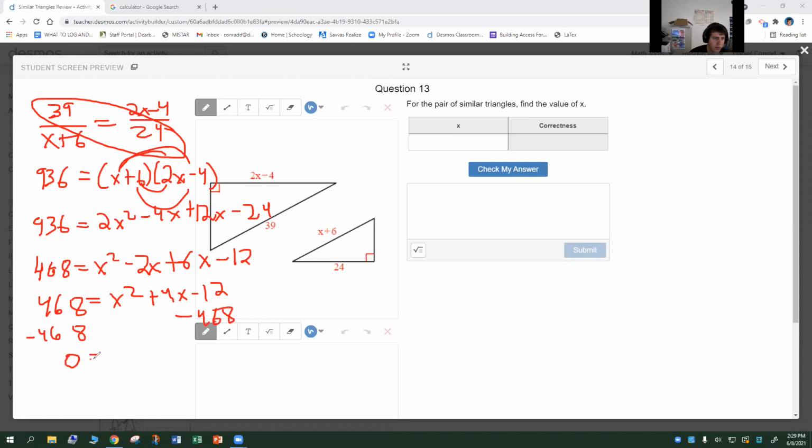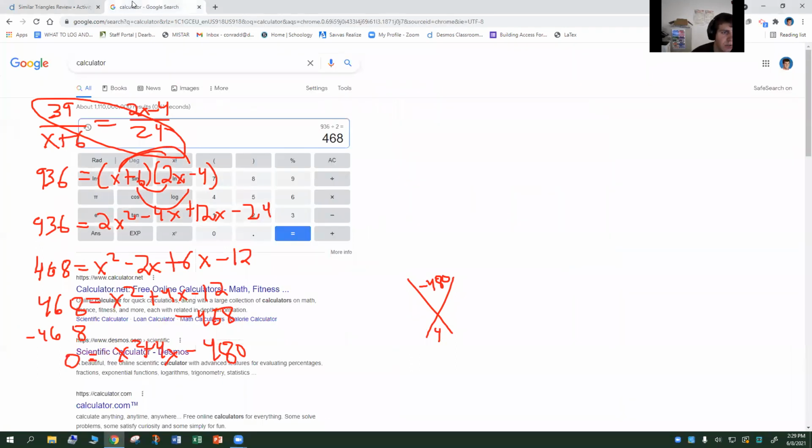And we get 0 equals x squared plus 4x minus 480. Okay, so we've got to use the x method now to factor. We need something that's going to multiply to negative 480 and add to positive 4. So there's going to have to be a gap in the two numbers there. So we can start trying different things.